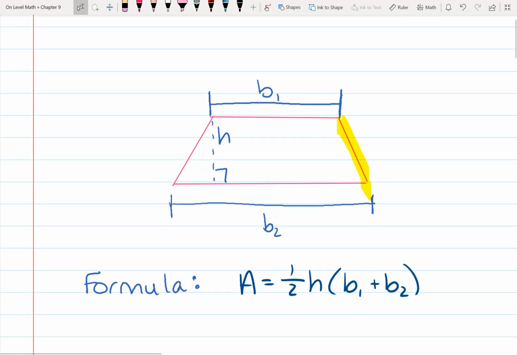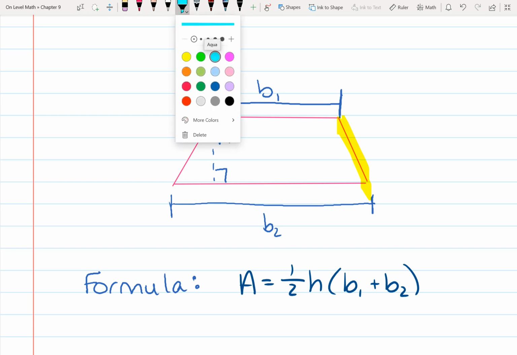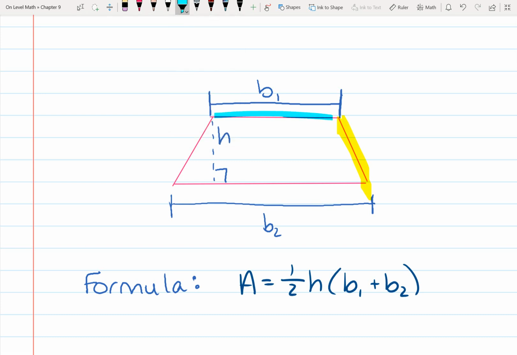So a trapezoid, we should be fairly familiar with what a trapezoid looks like. We've got two bases, one on the top and one on the bottom. Those are the sides that are parallel to each other. A trapezoid only has one set of parallel sides. In this case, the set of parallel sides is right here and right here. Remember, parallel means that they're next to each other and they're never going to intersect.